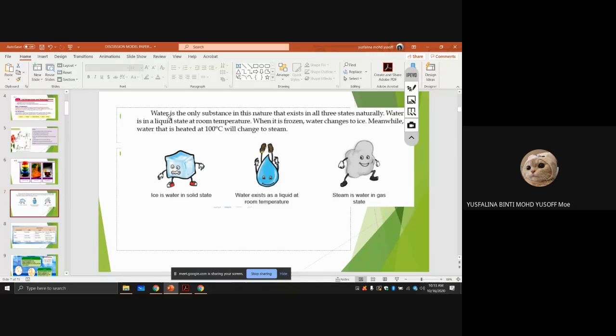So water is the only substance that can exist in the three states, right? Solid, liquid, and gas. So let's say at 0 degrees Celsius the water will become ice. Then when it melts at room temperature, it will become a liquid. After that, if you boil it until 100 degrees Celsius, it will change to steam, so it will be in the gas state.